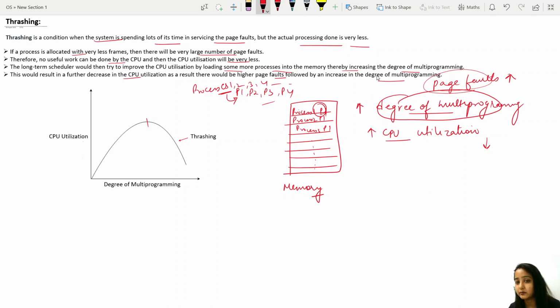If we increase the degree of multi-programming, then page faults will occur, as I have explained in this scenario. If the number of page faults increases, then the system will spend lots of its time servicing those page faults only, and the actual processing and CPU utilization will decrease. Okay, I hope thrashing is clear to you. This is also a very important topic.